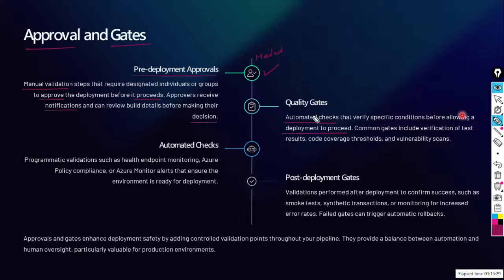So the quality gate, let's say there is a SonarQube check before it is deployed to some environment. So automatic checks that verify specific conditions before allowing a deployment to proceed. Common gates include verification of test results, code coverage thresholds, and vulnerability scans. So the code smells.